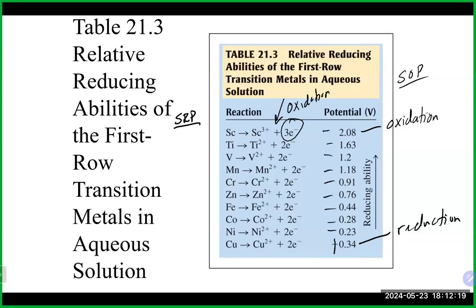And this guy would become a positive. And now the one that's more positive, like our SRP, is the guy that would get reduced in this case. So this is standard oxidation potential. And we could see that the reducing ability, which means it will go through oxidation, it will cause a reduction of somebody else, increases as you go basically to the left there on the first row towards Sc. Any questions on that there?